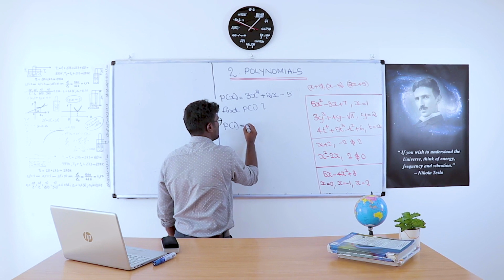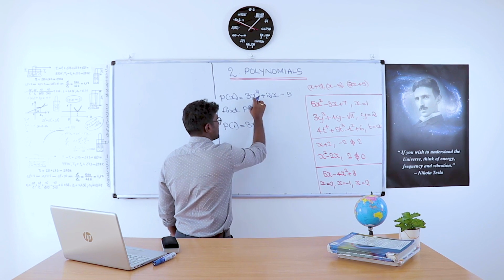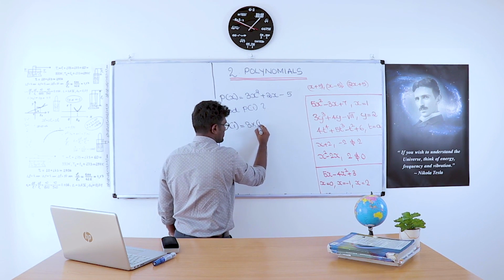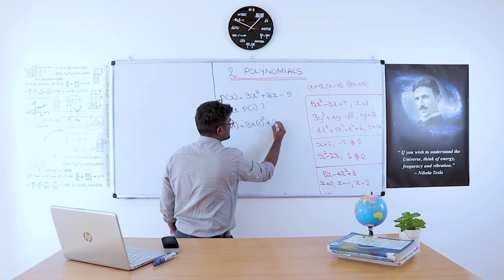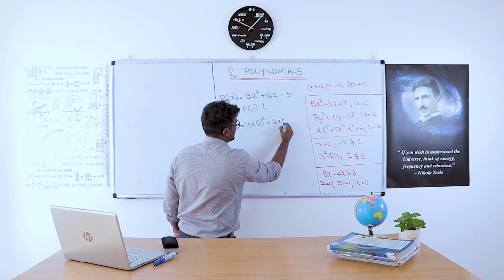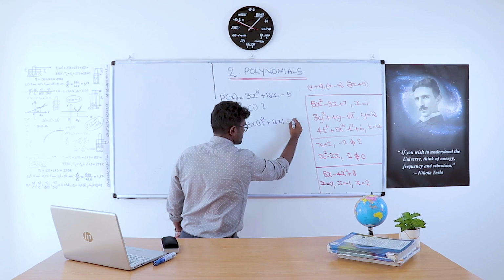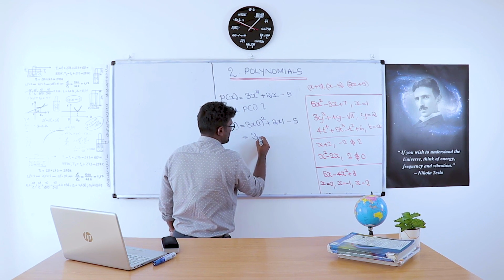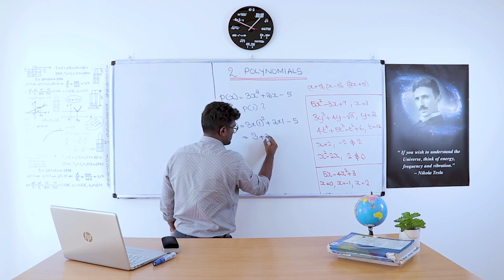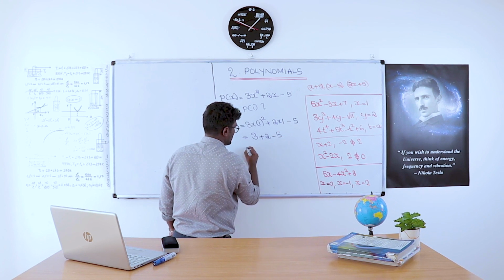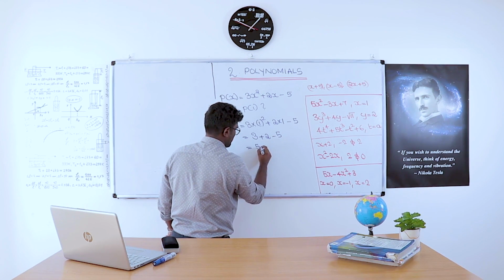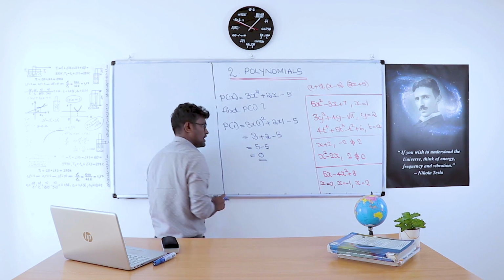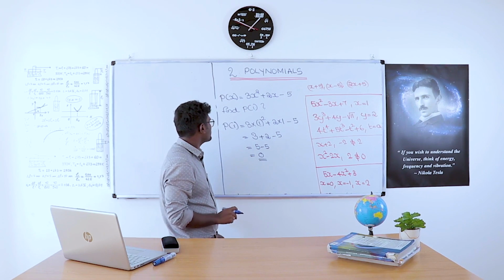So p of 1 equals 3 into 1 square plus 2 into 1 minus 5, because in place of x we use 1 and there will be no x in the constant. 3 into 1 square is 3, plus 2 into 1 is 2, minus 5. 3 plus 2 is 5, 5 minus 5 is 0. Therefore, p of 1 is equal to 0.